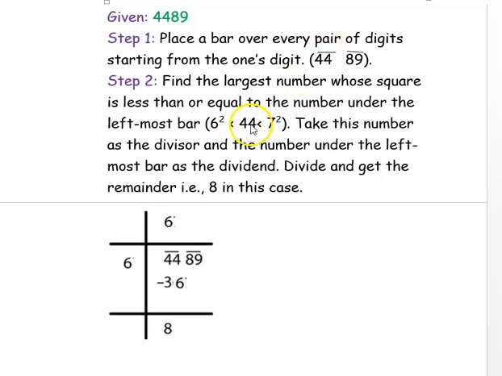The next step, I have considered the leftmost pair, that is 44. Now I am going to find the number that suits 44. 6 square, if you take, you'll get 36, which is less than 44. And if you take 7 square, you'll get 49, so it's greater than 44. So you cannot take that number. So I am taking 6 square, that's 36, and I am subtracting 44 minus 36, so I am getting 8. So 8 is the remainder in this case.